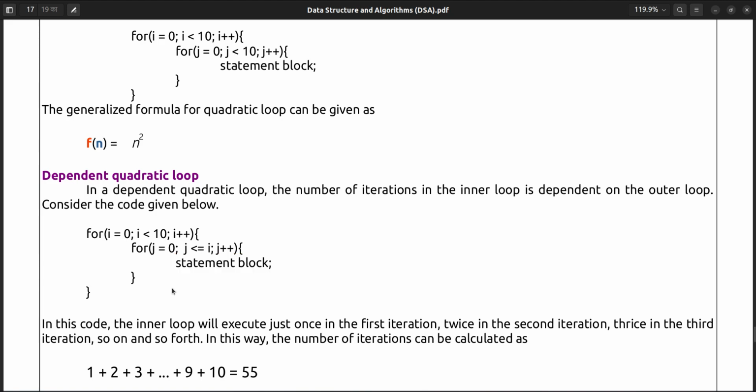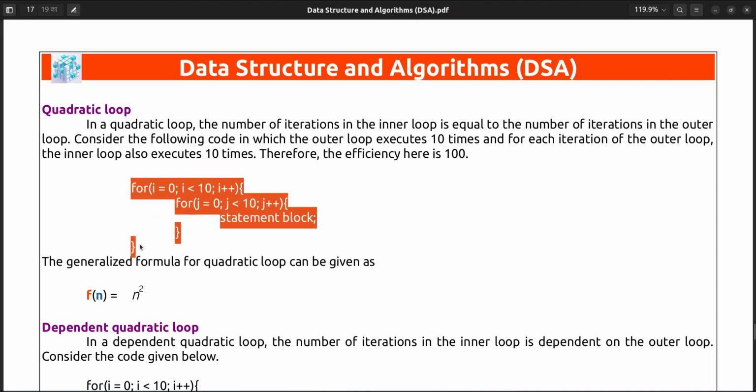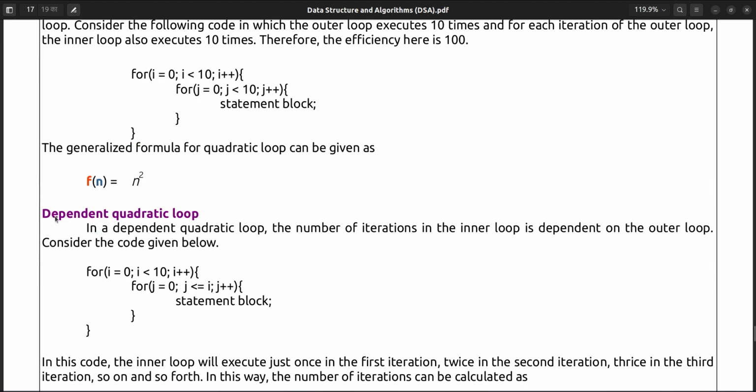That's it. And in this case we can directly add those. You can directly add, because the first time this statement is executing one time, because this is a dependent quadratic loop. In that case we are adding, but before it was a quadratic loop. In a quadratic loop it is directly proportional, we can directly do the multiplication, but in case of a dependent quadratic loop we have to make the multiplication here.